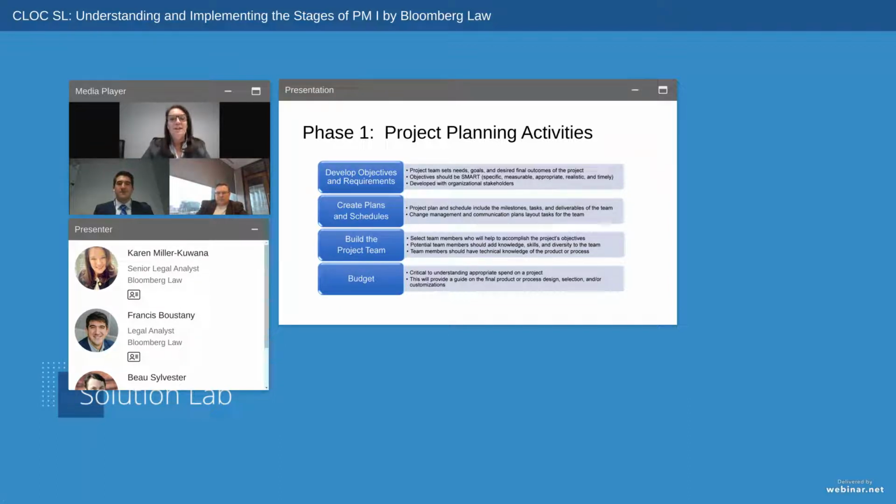Not only do you need to know how much the project costs, but the budget can be used as an engine that drives the funding and can play an important role in controlling and managing the costs once the project or the matter is executed and will be an important part of the monitoring phase. The budget will also provide a guide on the final product or the process design, selecting, or other customizations.